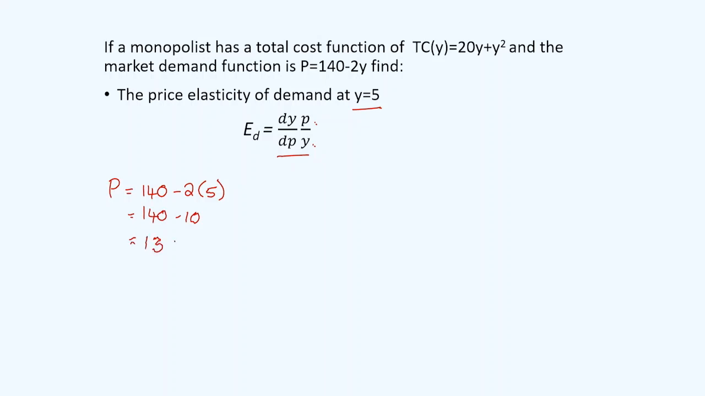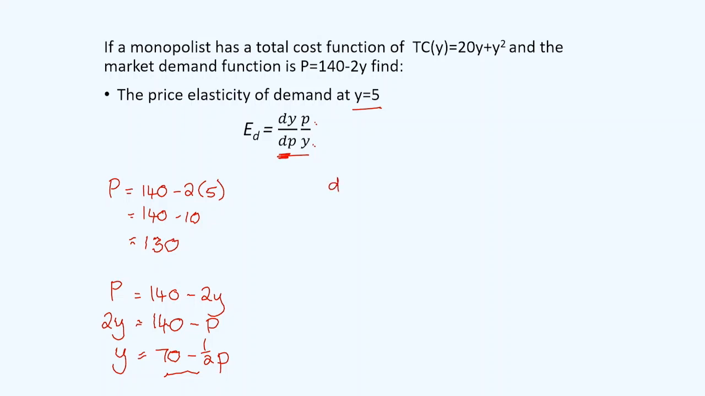140 minus 2 times 5, which is 10, equals 130. All right, this part of the equation now, we need to work with the market demand function, but as you can see, it's currently in the form P equals 140 minus 2y. So we now need to have y on the left-hand side. So if we do that, 2y equals 140 minus p. All right, and now we can find the derivative of this function with respect to p, which is part of this formula, and then we can include that in our calculation.